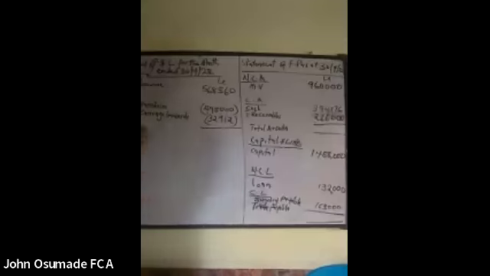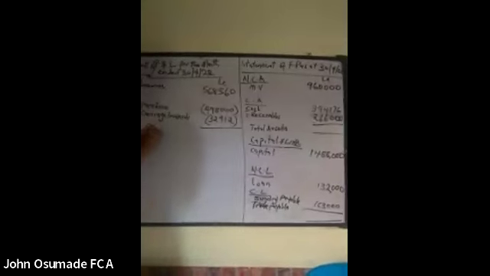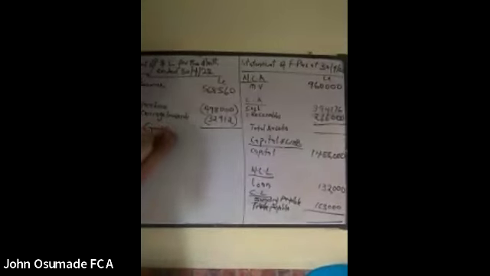This will be your gross profit. When you remove your cost of sales from your revenue, you have your gross profit. We will do that later. Then less expenses. We have sundry expenses. How much?